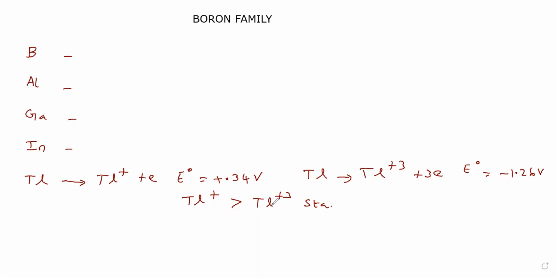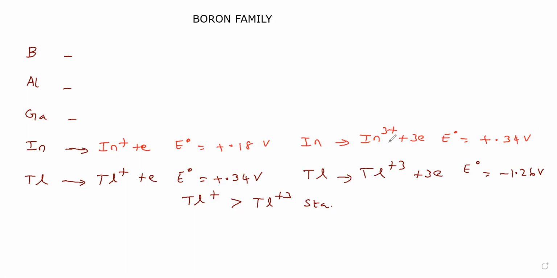Now we will see regarding indium. Indium into indium plus, for that E naught is plus 0.18 volt. Indium into indium plus 3, for that E naught is plus 0.34 volt.